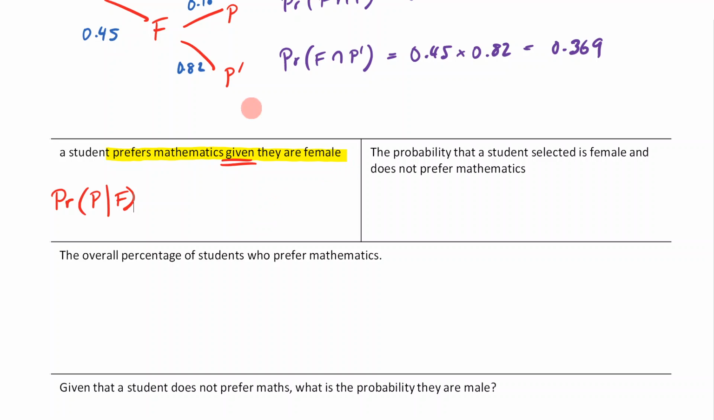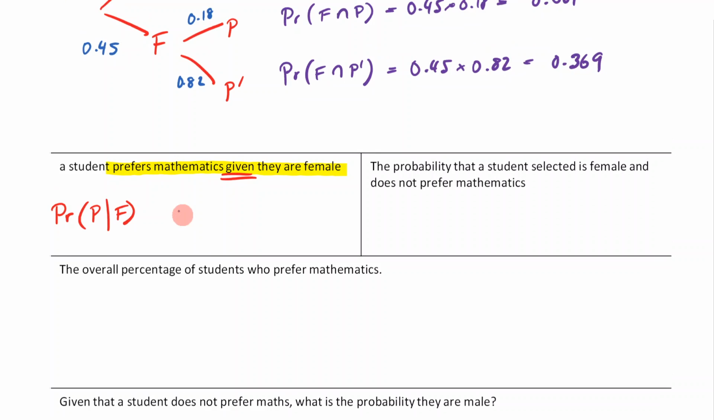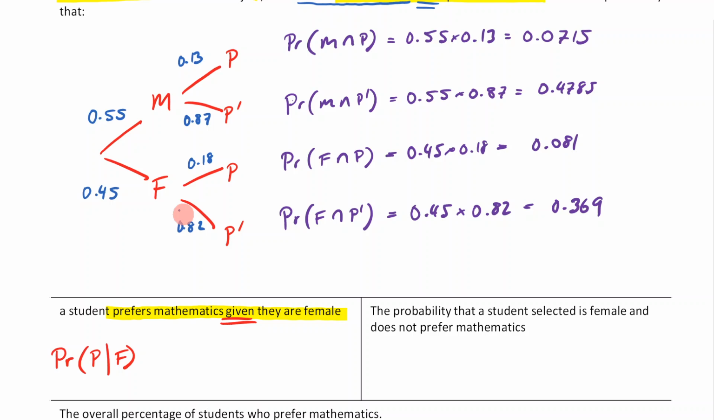Now, this is where it's really important that you understand what our tree diagram is telling us here. Because all of these probabilities here are conditional probabilities, aren't they? This one here is telling me the probability that someone prefers maths given they are a male. Because we've already determined that they're a male. So this is already assumed. It's already done. It's in the past. Now we want to figure out if they prefer maths. So this is whether they prefer maths given they are a male.